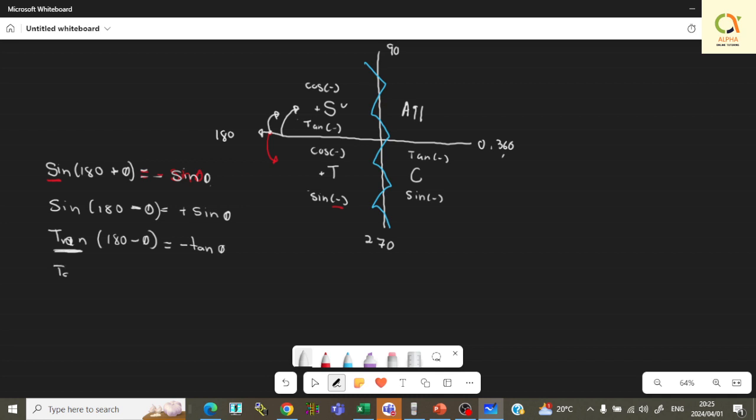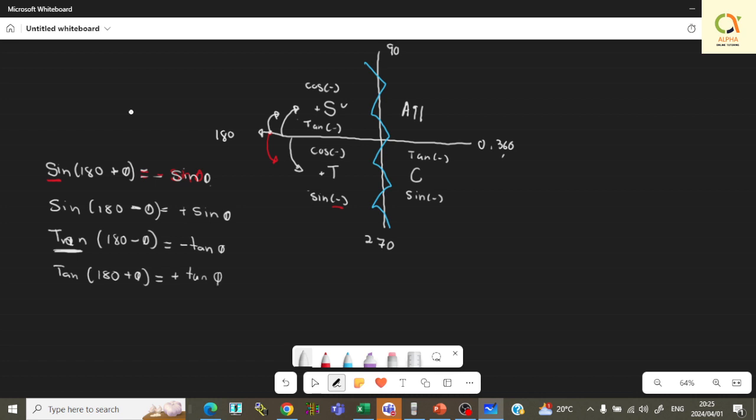If I'm given the tan of 180 plus theta, we want to check that 180 plus theta falls under this quadrant. So what I'm going to look at is, is tan positive in this quadrant? Yes, it is. Then you're going to write positive, the tan of theta.